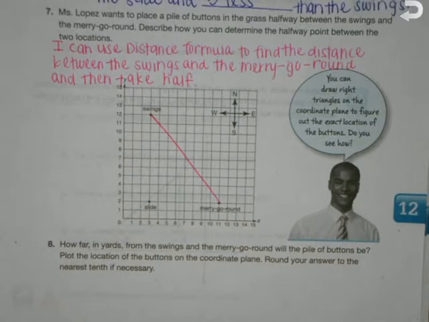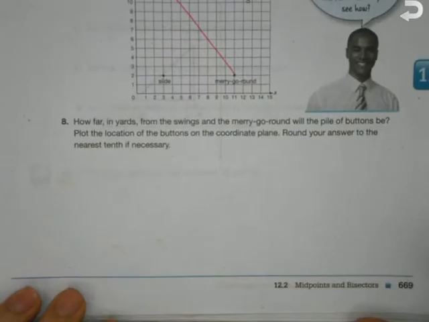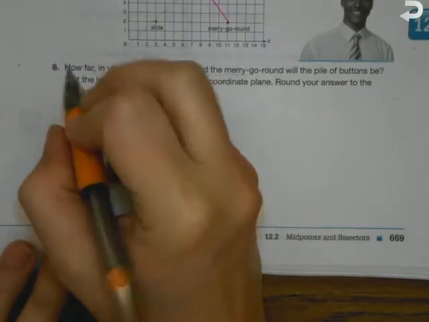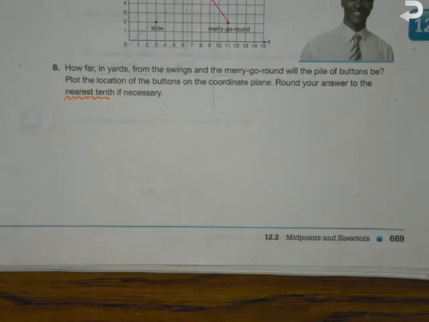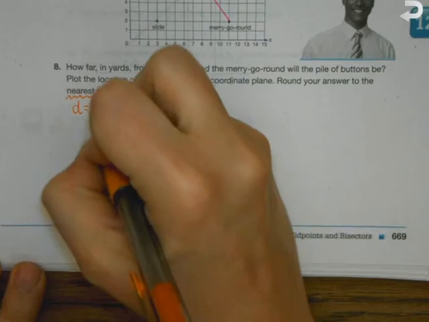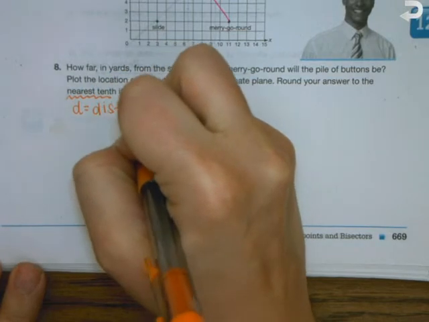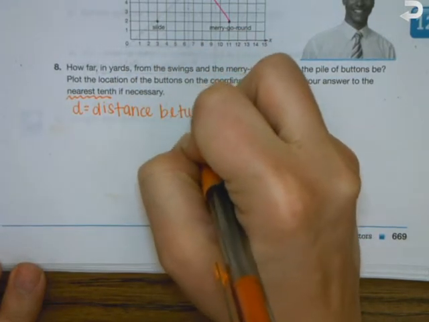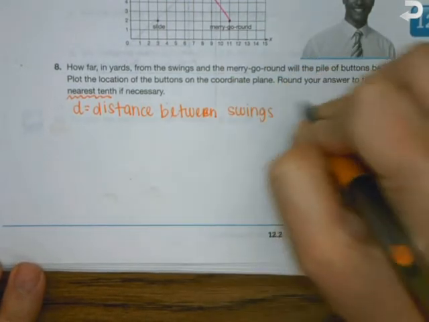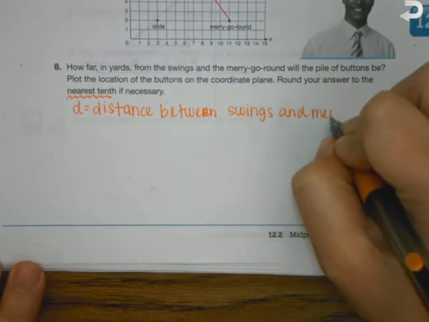Okay? So let's look at number 8 then. How far in yards from the swings and the merry-go-round will the pile of buttons be? And then we want to plot that location on the coordinate plane, and it says to round our answer to the nearest tenth, which is 1 decimal place if necessary. So we need to use the distance formula first, and then we need to divide by 2. So let's let D equal the distance between the swings and the merry-go-round. So you always have to define your variables.